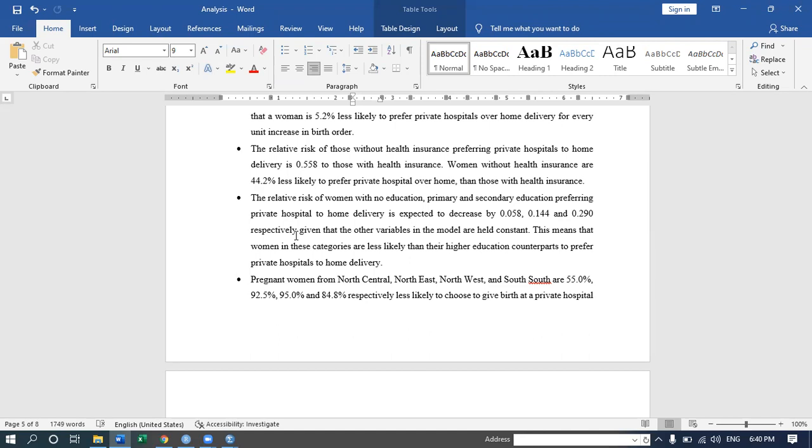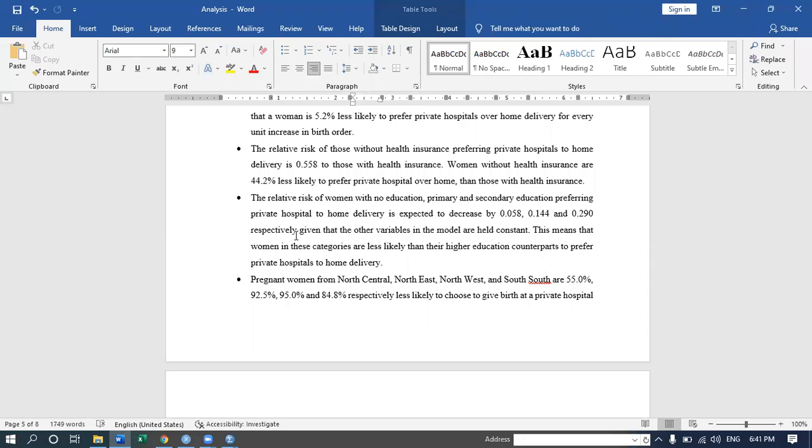So the relative risks of women with no education, primary and secondary education, preferring private hospital to home delivery is expected to decrease by 0.058, 0.144, and 0.290 respectively, given that the other variables in the model are held constant. Now, interpreting it based on the likelihood method, you use your own words, or you can continue. This means that women with no education, primary and secondary education, are less likely than their higher education counterparts to prefer private hospitals to home delivery.